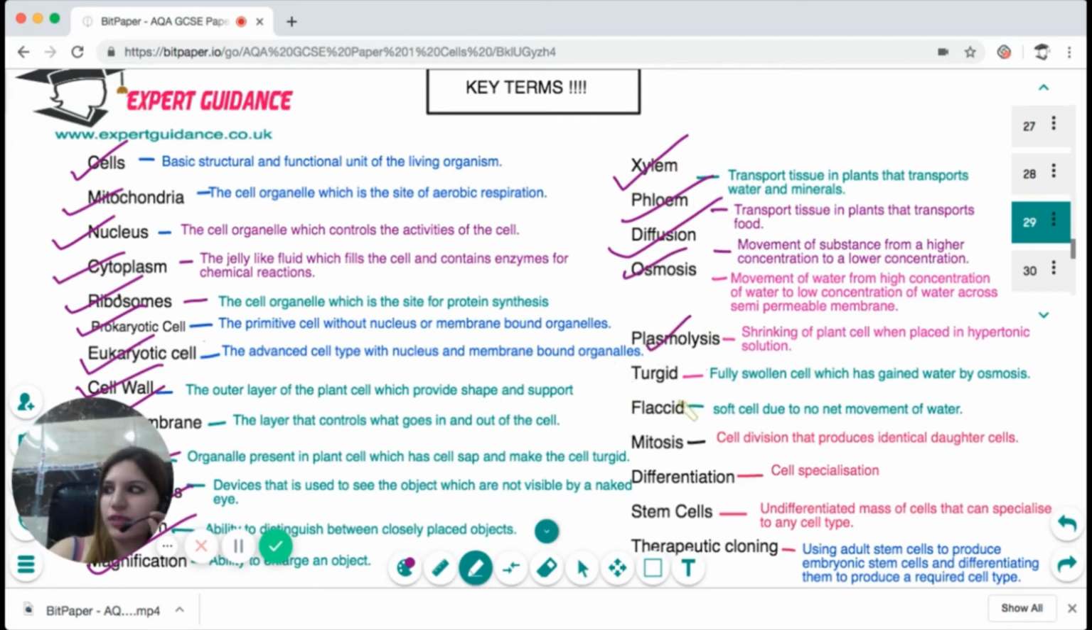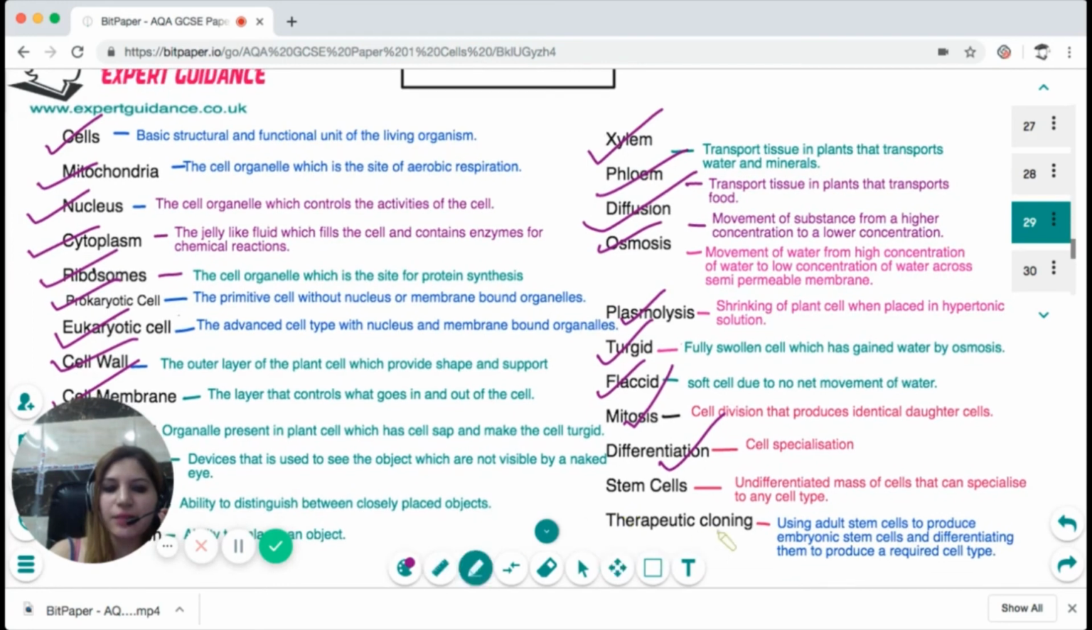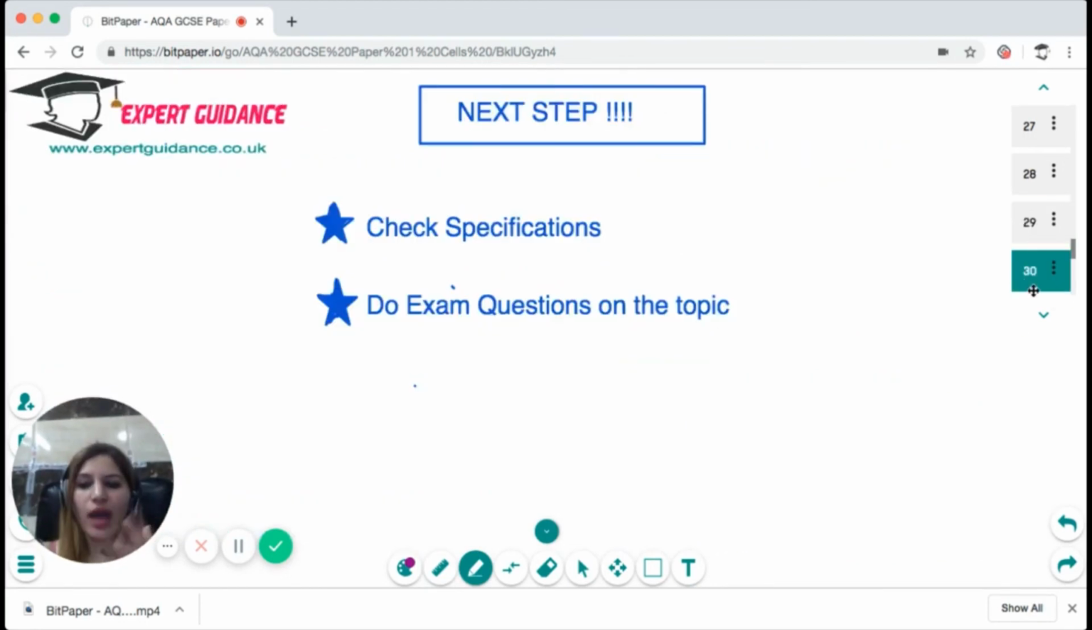Turgid is a fully swollen cell which has gained water by osmosis. Flaccid is a soft cell due to no net movement of water. Mitosis is cell division that produces identical daughter cells. Differentiation is cell specialization. Stem cell is an undifferentiated cell that can specialize into any cell type. And therapeutic cloning is using an adult cell to produce embryonic stem cells and differentiating them to produce a required cell type. So I hope now you are well clear with this topic.